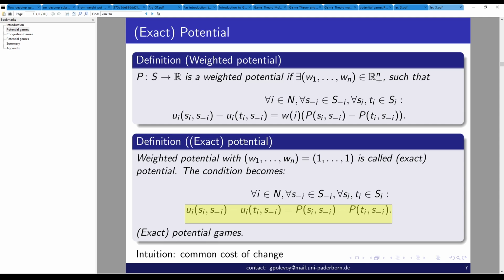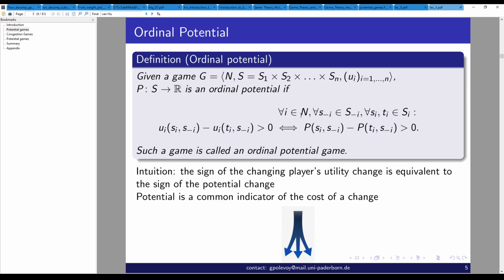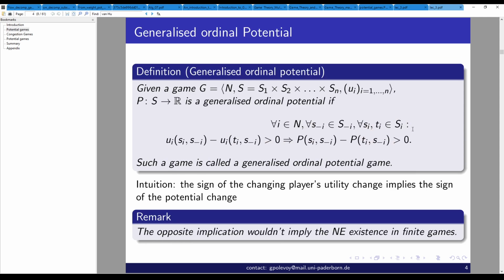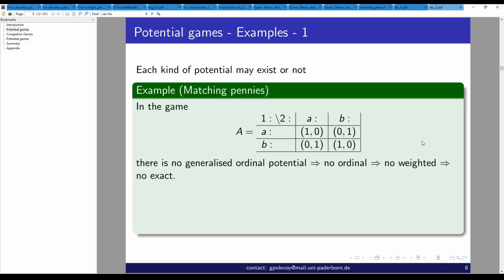Now, loosening that can be done by allowing multiplication by a weight. Going back one slide, two slides, loosening that further can be done by only requiring that the direction, the sign, of the change is traced by the potential. And loosening that further, we generalize even the ordinal potential by only requiring that the change in the utility implies the change in the potential, but not necessarily the other way around. So this is the sequence of definitions, and the most useful definition is probably the exact potential, but it's good to know all of them.